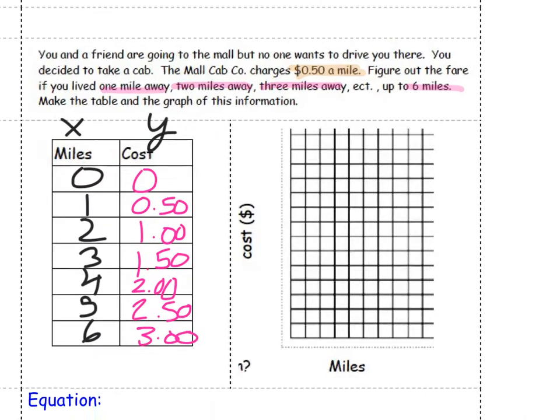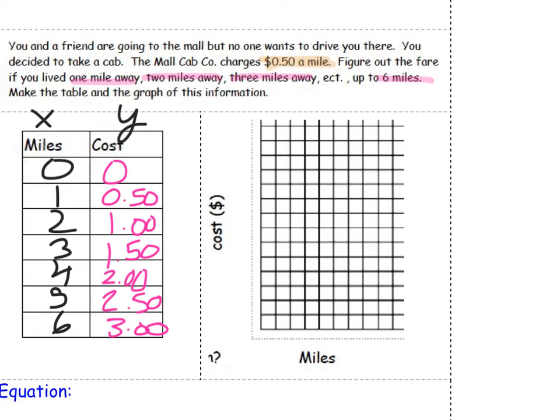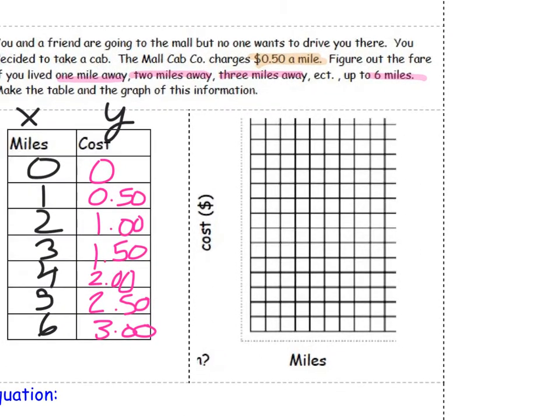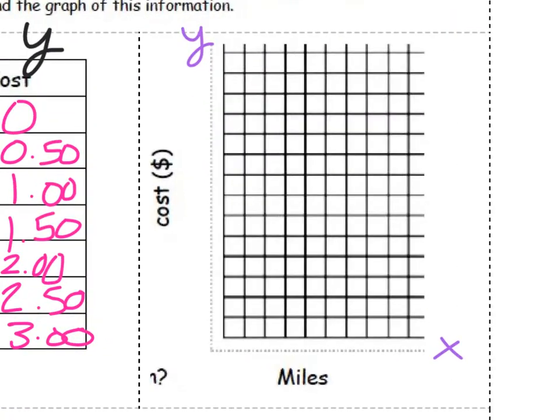All right, so now we want to graph our equation. So I'm going to label my axis. I like to put the x and the y just so I remember which is which. And then I'm going to label my miles: 1, 2, 3, 4, 5, 6. And then I know that this point right here, that origin, is always at 0.